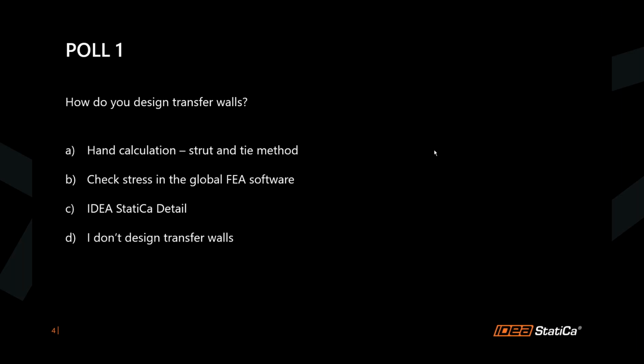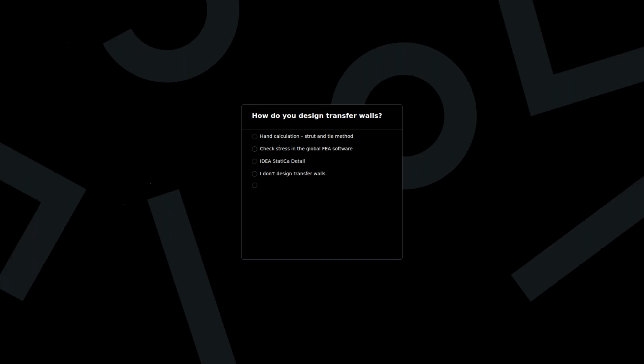So for the first poll, before we start, we would like to understand, how do you currently design a transfer wall? Is it by hand calculation using the strut and tie method, or checking in the global FEA, or do you use IDEA StatiCa Detail currently, or you don't design a transfer wall at all? I just launched the poll. I'll give it a few seconds to let the responses come in.